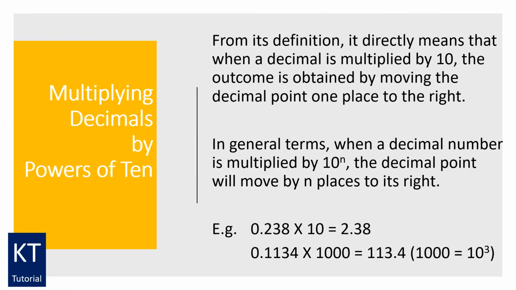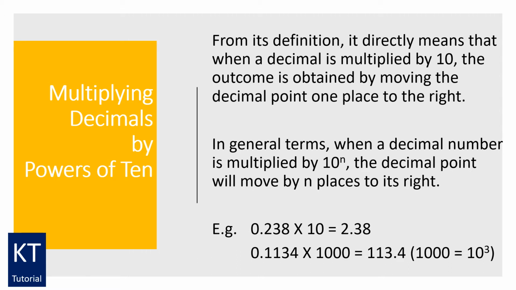Before getting into the nitty-gritty of decimals, I would like to speak about decimals in relation to the powers of 10. We should be able to decipher from the earlier definition that when a decimal is multiplied by 10, the outcome is obtained by moving the decimal point one place to the right. In general terms, when a decimal is multiplied by 10 to the power n, the decimal point will move by n places to the right.